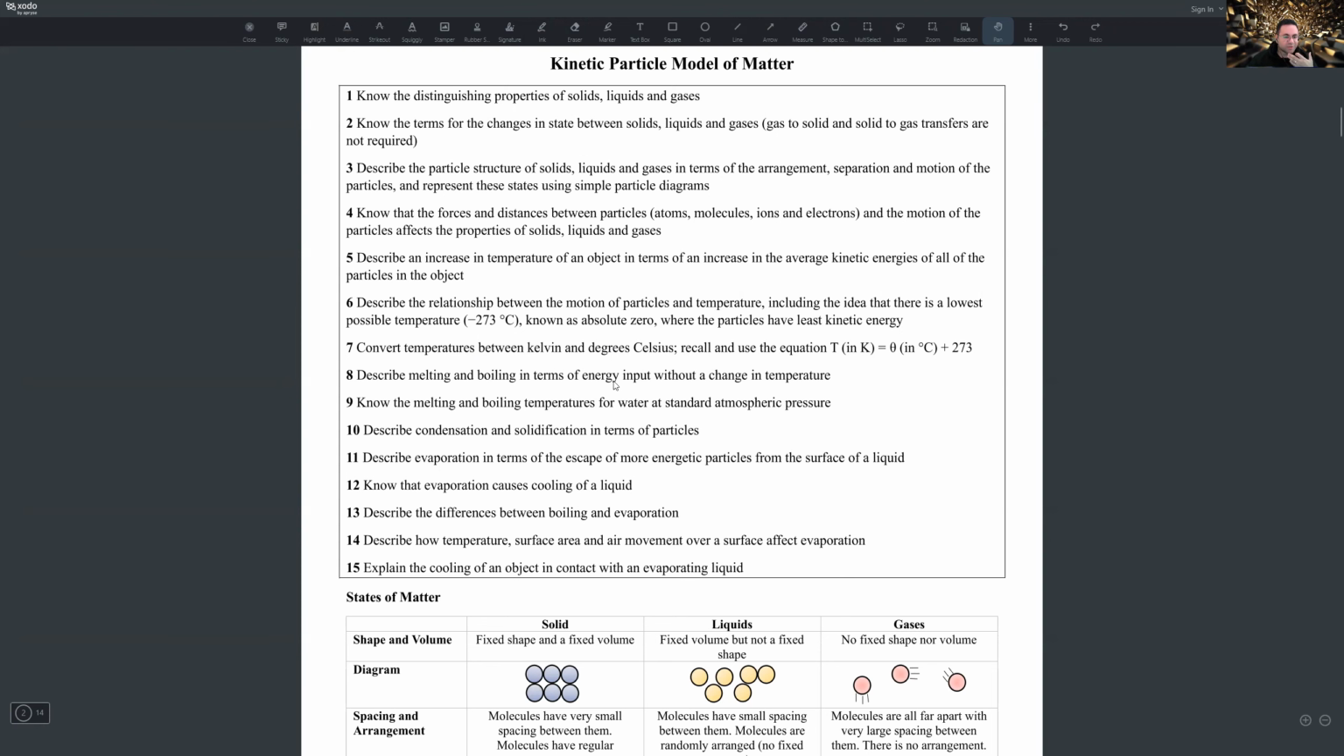Describe melting and boiling in terms of energy input without the change in temperature. Know the melting and boiling points of water. Describe condensation and solidification. Describe evaporation in terms of the escape of most energetic molecules. This is all stuff you need to read, like we agreed before.